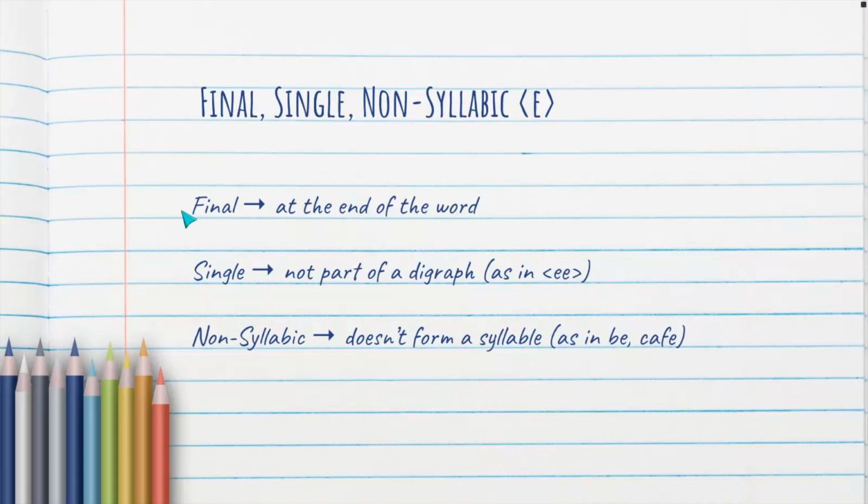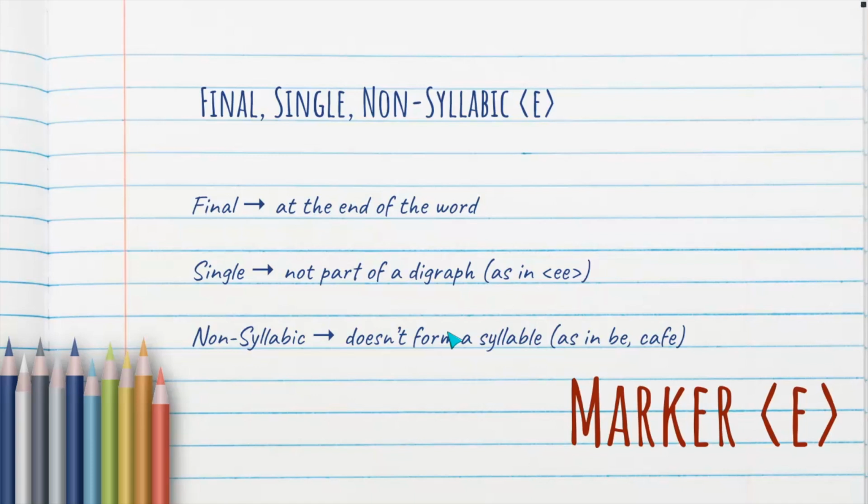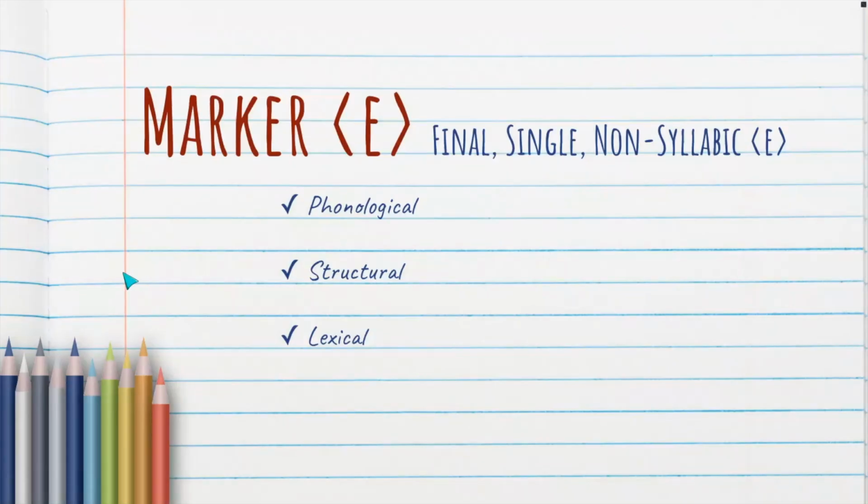We sometimes call this magic E, silent E, bossy E. It goes by many, many personas. The technical name for it is final single non-syllabic E. Now, that's a mouthful to say every time. So we can just call this marker E. Okay? Marker E is very common. It is, in fact, the most common orthographic marker in the English language.